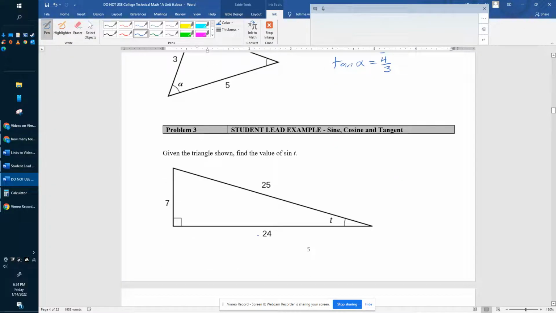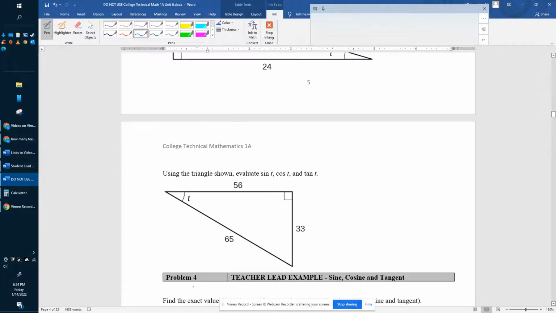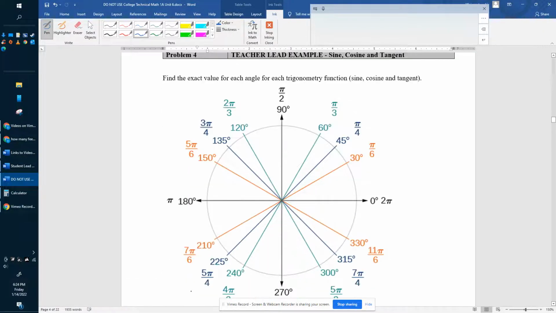Go ahead, pause the video, work on problem 3. As you return, we are going to be looking at finding the exact value for each trigonometry function. Now, before we do this, I want to show you a few special triangles.